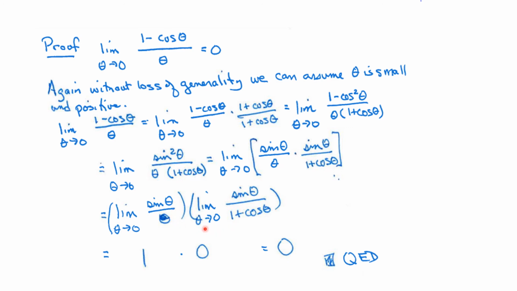And here, I can just plug it in, because when I plug in 0 in the denominator, I get 2. But when I plug 0 into the top, I get 0. So the product of these two limits is going to be 1 times 0, and this is 0, and so the proof is finished. And now we have these two important trigonometric identities that you want to commit to memory.